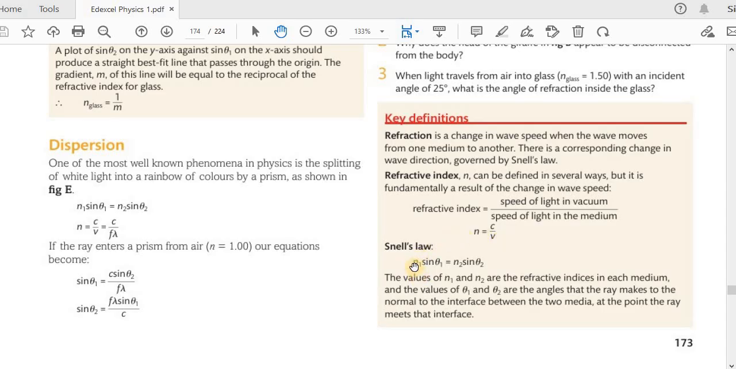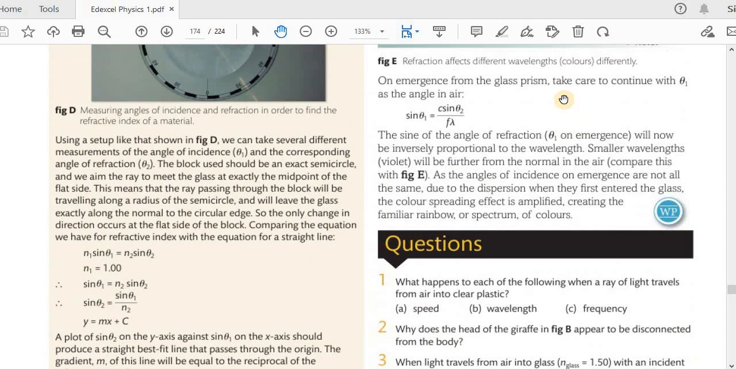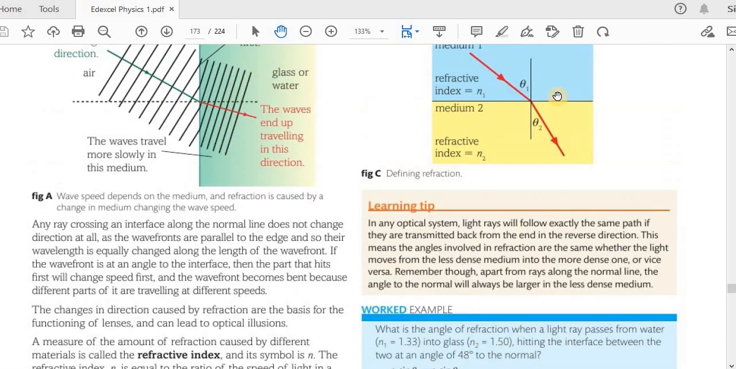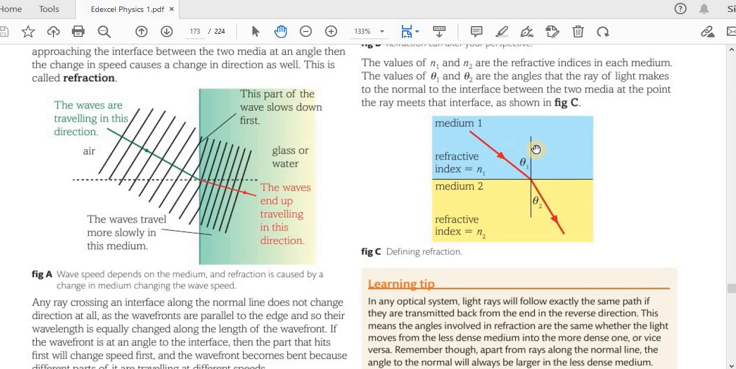Then this is Snell's law. Remember, n1 sine theta 1, so 1 here, 1 here, then again 2 here, 2 here. So n1 sine theta 1 equals n2 sine theta 2. The values of n1 and n2 are the refractive indices in each medium, and the values theta 1 and theta 2 are the angles that the ray makes to the normal. So remember, it's the angle between the ray and the normal, not the ray and the surface or interface. See, it's the angle between the ray and the normal. This is called the angle of incidence. This is called the angle of refraction.